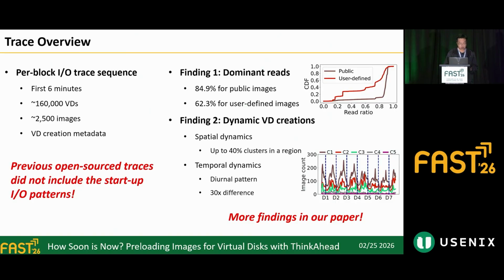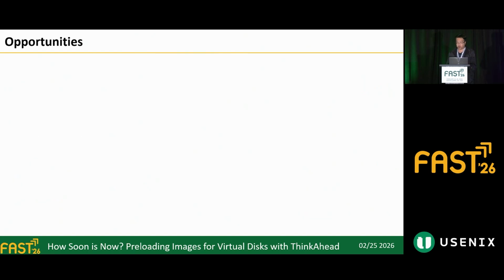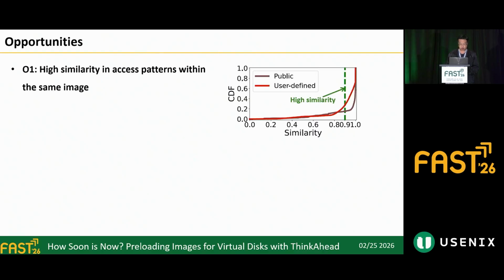Now, the good thing about our problem is that the behavior is kind of predictable. So we can leverage this predictability to help us design a better image loading approach. First of all, we find that the access pattern within the same image is highly similar. I just said that the images are very diverse, so the patterns across the images are very different. But if you look at the same image, the access pattern is quite similar, based on some similarity metric here.